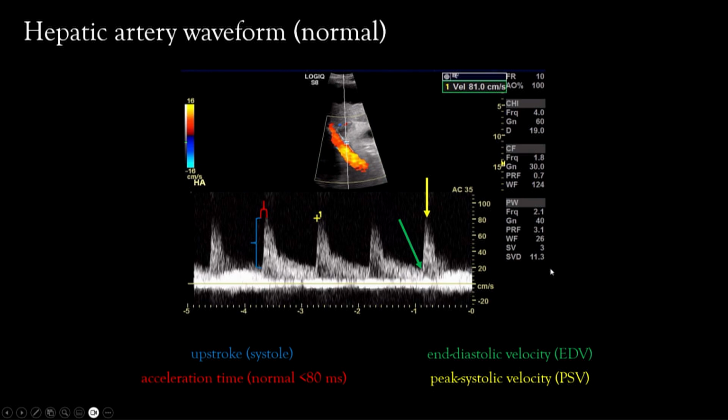Okay, moving on to the hepatic artery waveform. So what's normal? Normally we expect to see a brisk upstroke during systole with a short acceleration time. Acceleration time is the amount of time between the start of the upstroke and the peak of the upstroke.